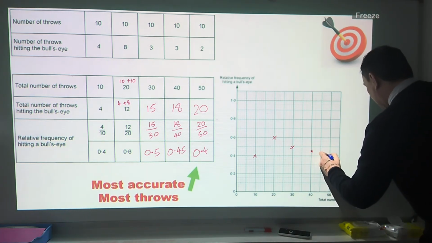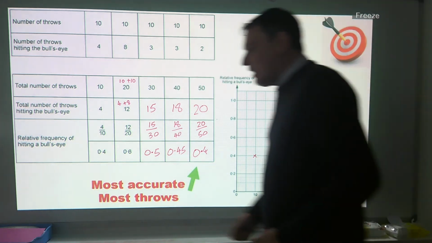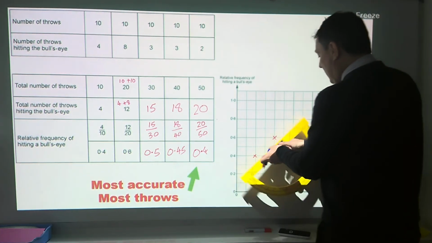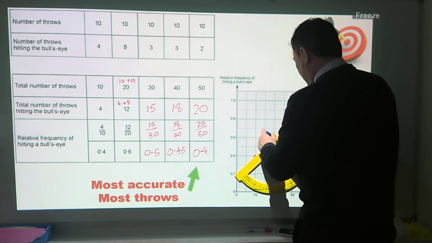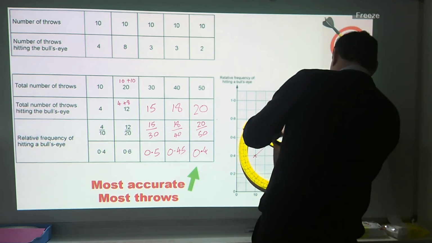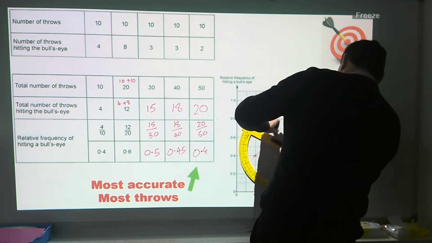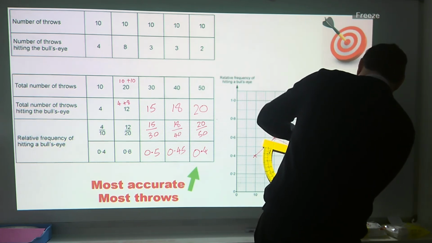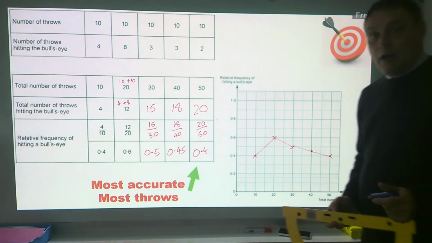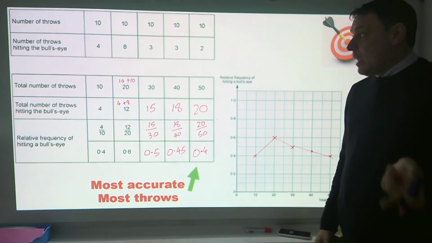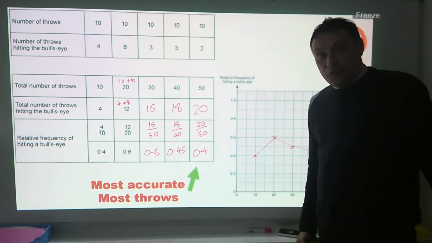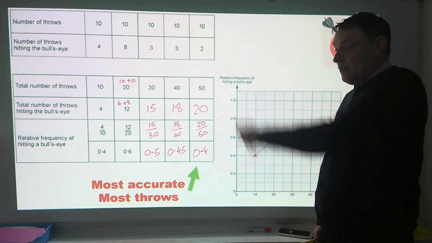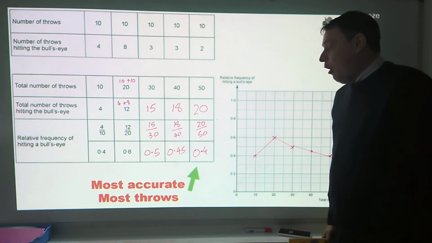for 50. And then with a straight edge here, just join the points up together, and that will give you your relative frequency graph. So that is an introduction on how to work out a relative frequency when you're given these multiple batches of data.